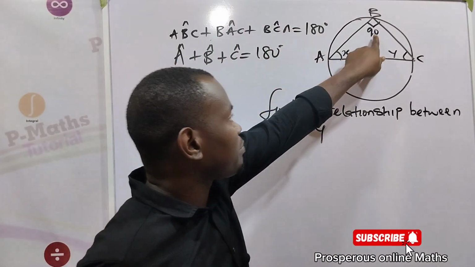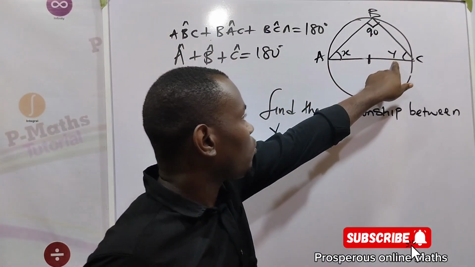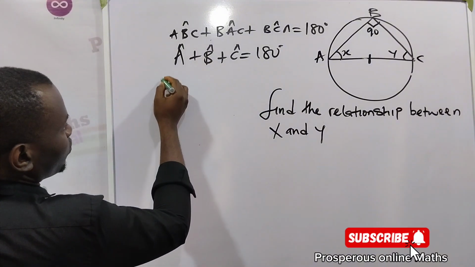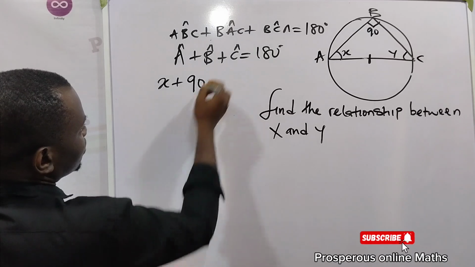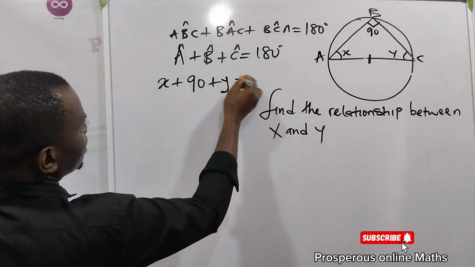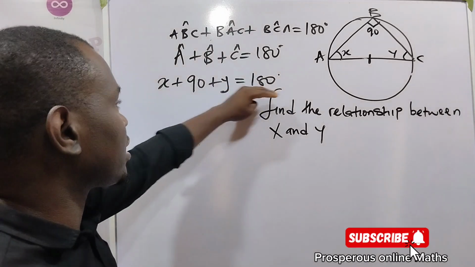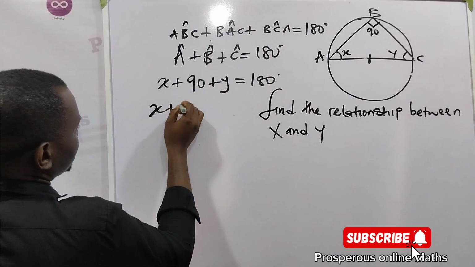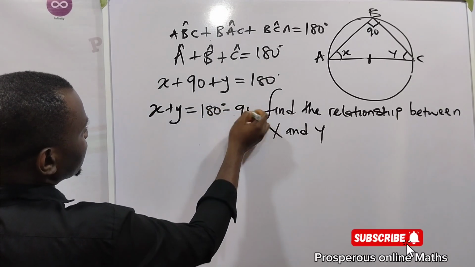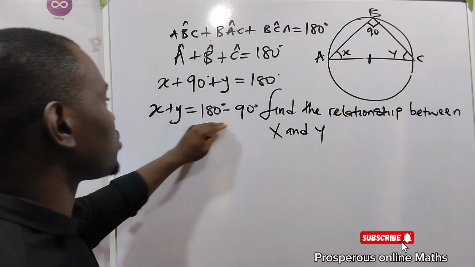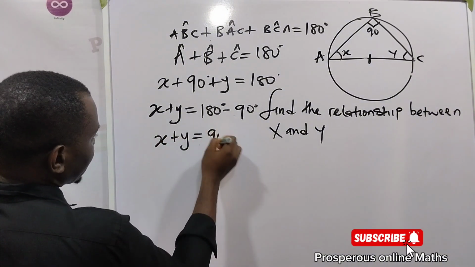So we already have the angle at B, right? And then the angle at A is x, and the angle at C is what? y. So I would say the angle at A, x, plus the angle at B, which is 90 degrees, plus the angle at C, which is y, is equal to 180 degrees. So collecting like terms from here, we have x plus y equals 180 degrees minus 90 degrees. So when we subtract, we are able to get x plus y equals 90 degrees.